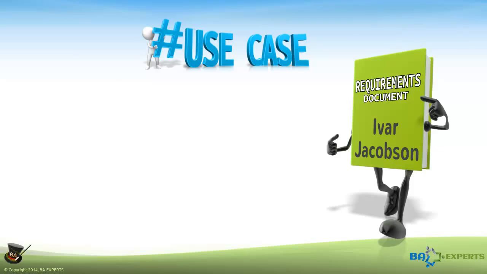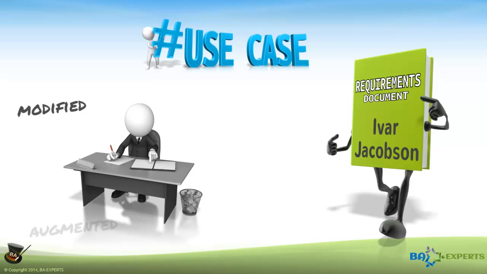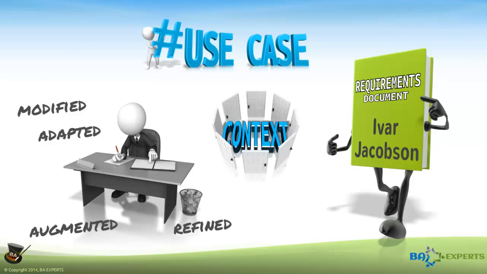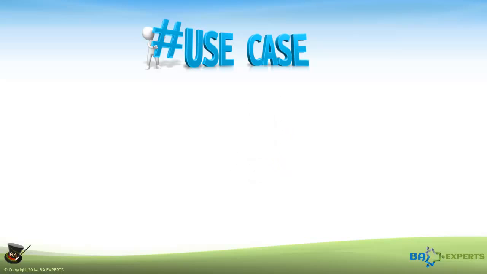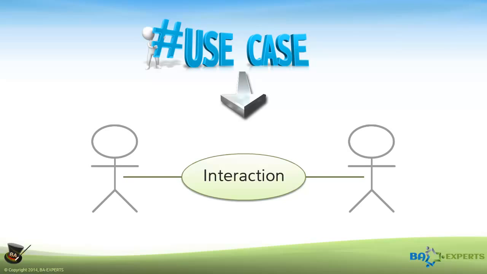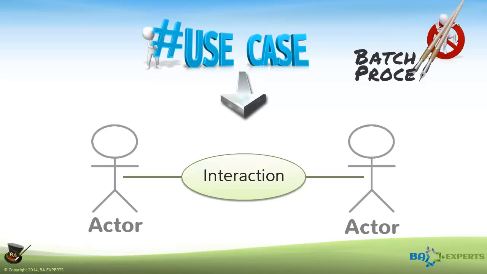Like all great techniques, practitioners have modified, augmented, adapted, and otherwise refined the basic concept over the years, and most of the add-ons are valuable in the proper context. Regardless of the context, one of the common pillars of all use cases is that they define the interaction between two or more entities, called actors in use case parlance. This correctly implies that the use case paradigm is not well suited for defining systems lacking interaction, i.e. batch processing.